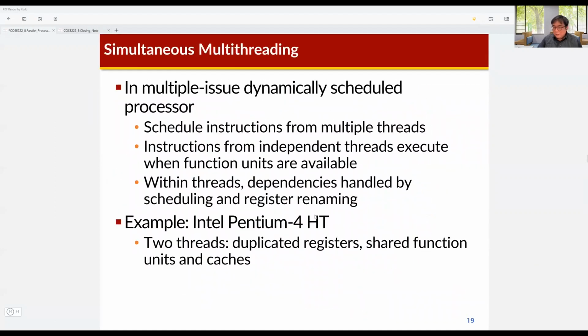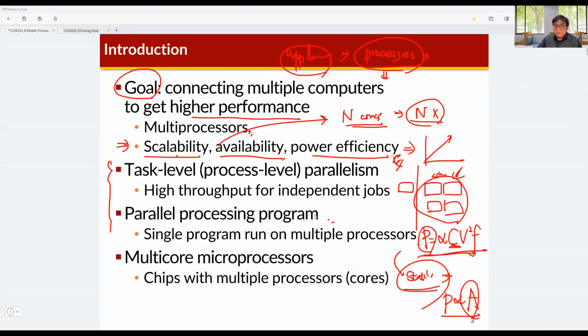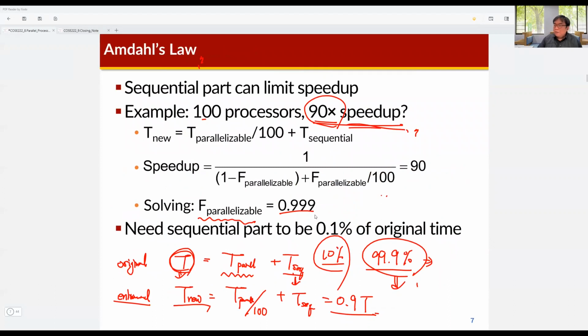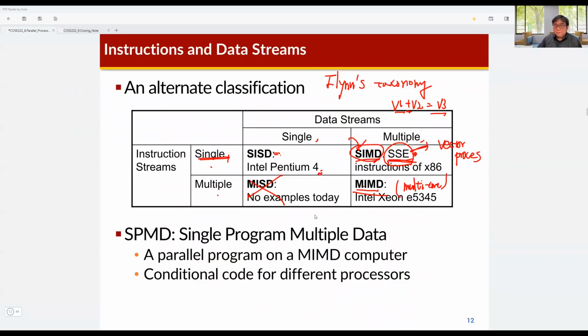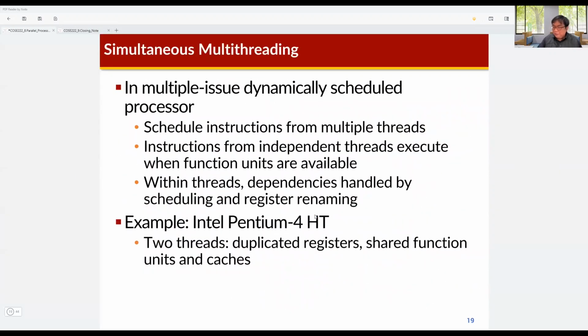In today's class, we learned about the multi-core architecture and parallel processing. Amdahl's law is very important. Amdahl's law, Flynn's taxonomy, and multi-threading.